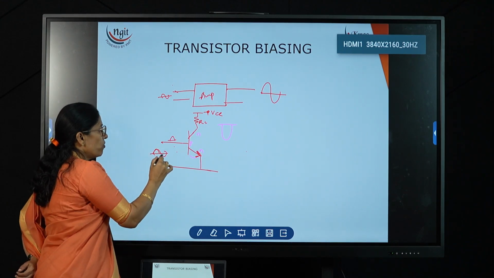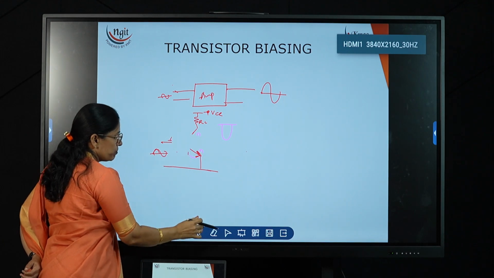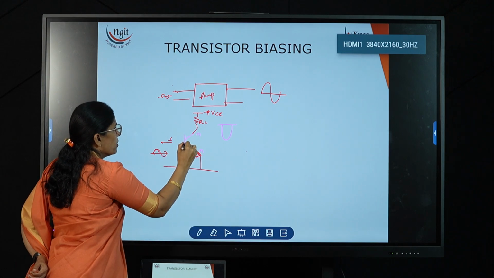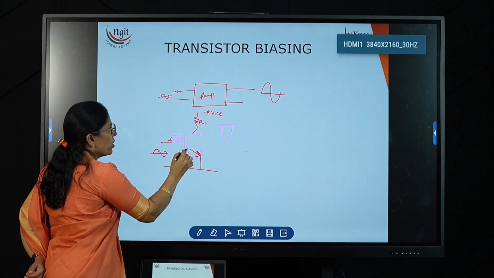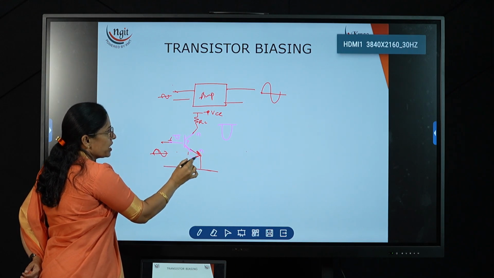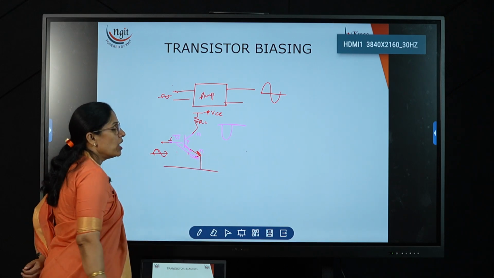But for the negative half cycle, what happens? Negative is applied to the P, so this junction is reverse biased, thereby we don't get any signal at the output.